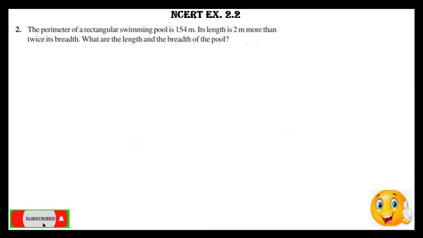The perimeter of a rectangular swimming pool is 154 meter. Its length is 2 meter more than twice its breadth. What are the length and breadth of the pool? So the perimeter is given. We know the formula for perimeter is 2 times L plus B, and length is dependent on the breadth. So we can let breadth here.